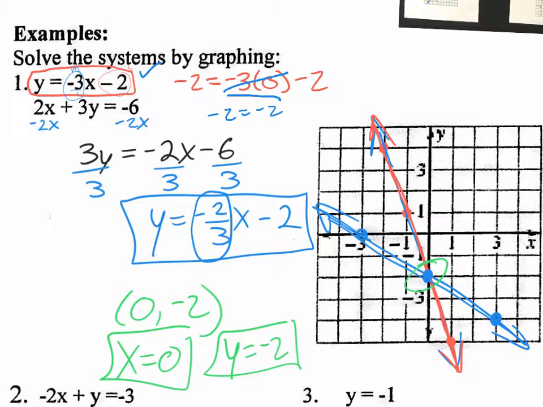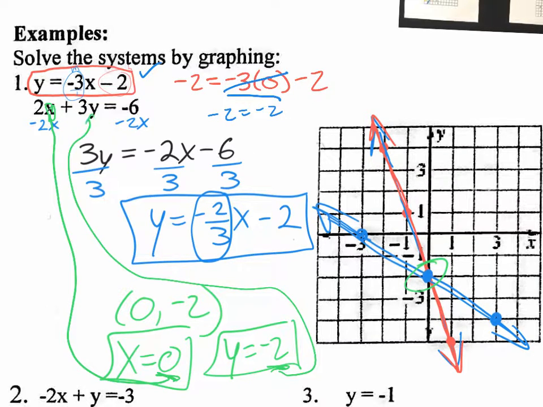You could also verify that it works for the bottom one. You could take the 0 for x, put it right there. You could take the negative 2 for y and put it right there. So a 0 right here would just make it disappear. So you'd really have 3 times negative 2. That really is negative 6. So as you can see, it does work for the bottom one also.